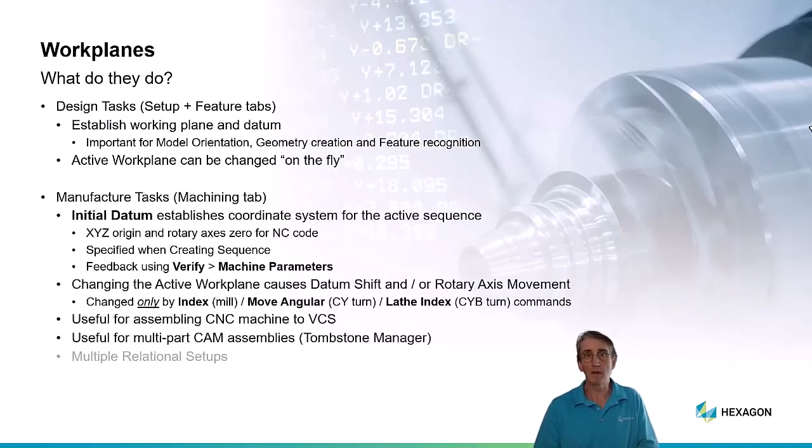The initial workplane is really important. That establishes the direction of X, Y, Z, and any rotary axis movement, as well as the origin for the CAM setup. But we can shift the workplane during the setup. Could be, for example, moving from the main to a sub-spindle, or changing the rotary axis direction on a machine tool, whether it's a mill or a mill turn. Could be changing the work coordinate system that's active, shifting the datum somewhere else, multi-part machining, and even multiple relational setups. All of these are things that workplanes enable us to do.